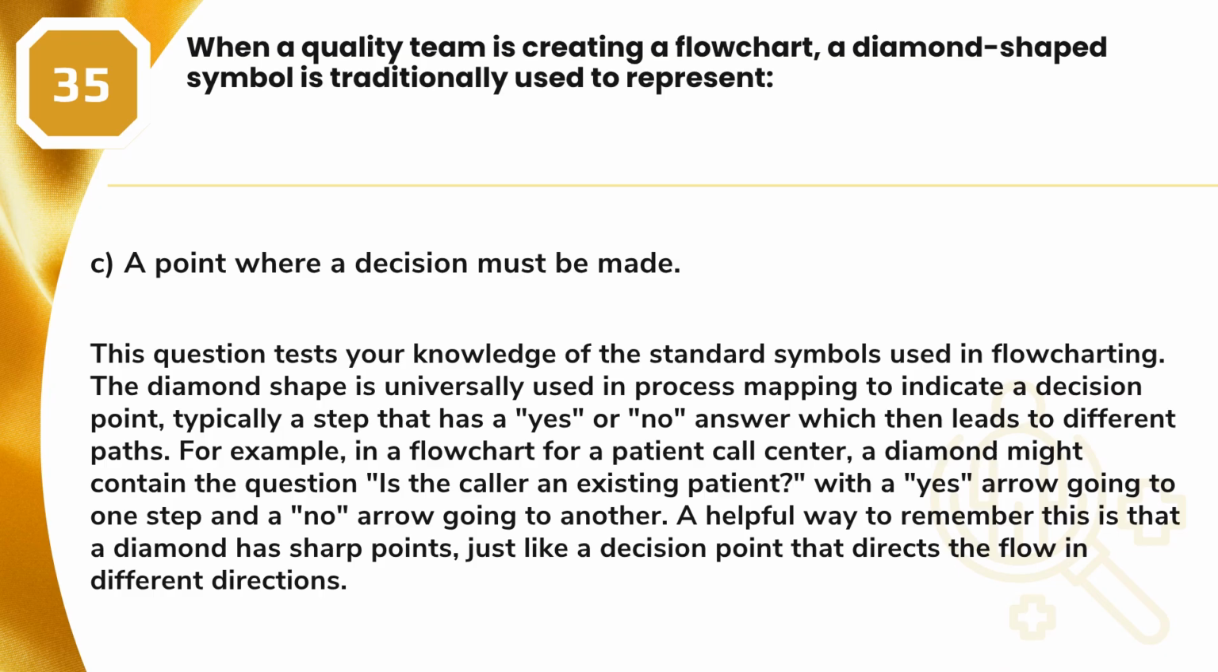For example, in a flowchart for a patient call center, a diamond might contain the question, is the caller an existing patient? With a yes arrow going to one step and a no arrow going to another. A helpful way to remember this is that a diamond has sharp points, just like a decision point that directs the flow in different directions.